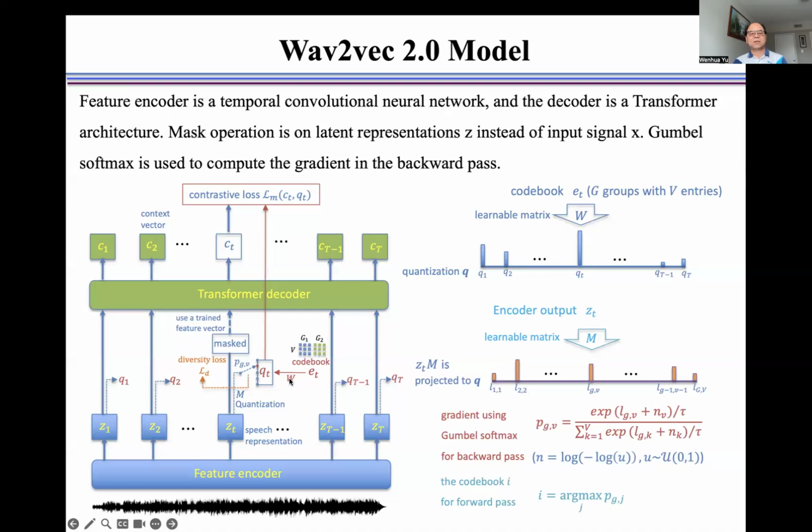We use W to map CT to QT. And we use matrix M to map ZT to projection L, which is used to calculate the Gumbel softmax. In the forward path, we use this maximum P. And in the backward path, we use this Gumbel softmax to calculate the gradient.